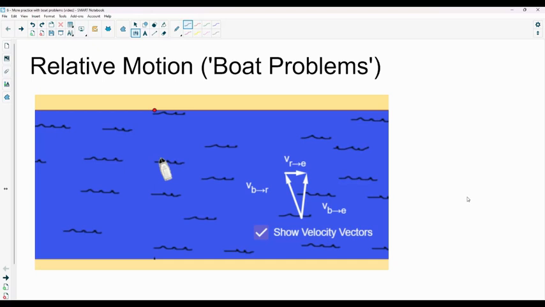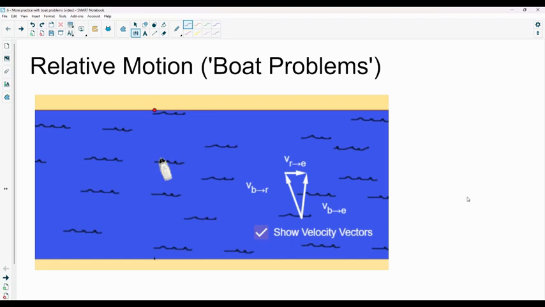I wanted to make a short video for you about these relative motion problems, these so-called boat problems, just to give you a bit more grounding in it. We'll talk about the theory of it and the approach to it, and some strategies, and then we'll also look at an actual problem and do some problem solving with some real numbers.